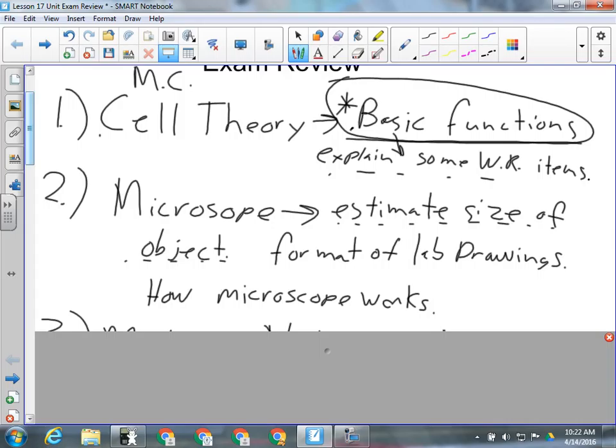If I was going to ask you to draw a lab drawing, I would give you a picture. I would say, here's the organism you looked at, and I'd probably put a circle around it and say, that's your field of view. The circle is what you saw through the microscope. Draw a lab drawing of that thing. It would be tough for me to say, draw a lab drawing of a euglena. If I remember what a euglena looked like from the lab, sure, I might be able to do that, but I would give you a picture of something to draw.